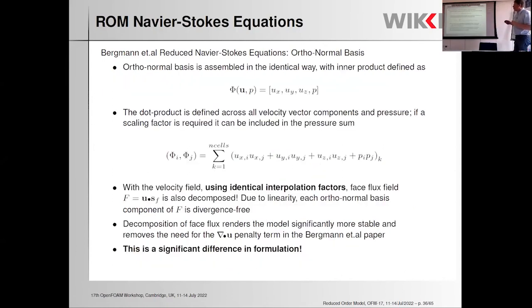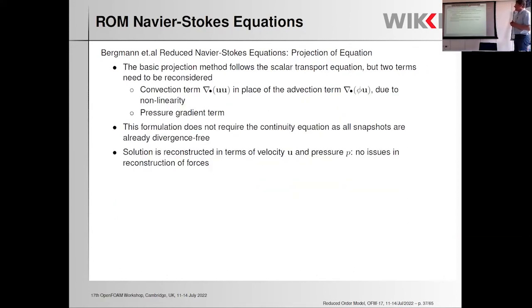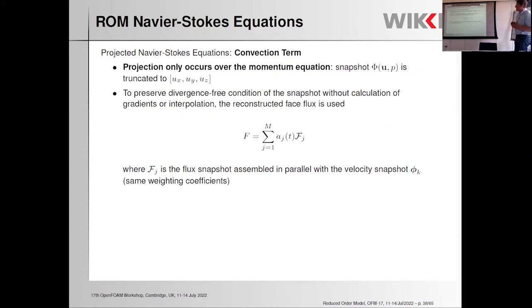So what I need to do is define the inner product, ux times ux plus uy times uy plus uz times uz plus pi times pj. And in here, in front of pi times pj, I can formally add another parameter to cook with. But because I don't know what that parameter should be, I decided not to. The DDT term is the same. So the only one that I have is the convection term.